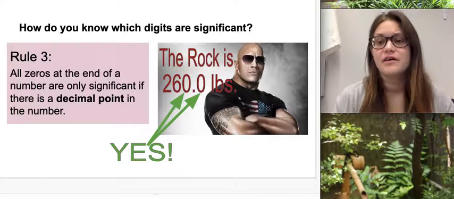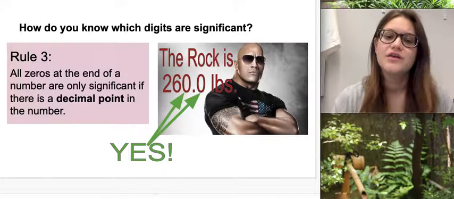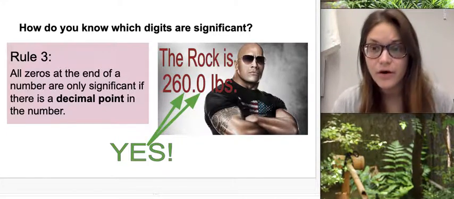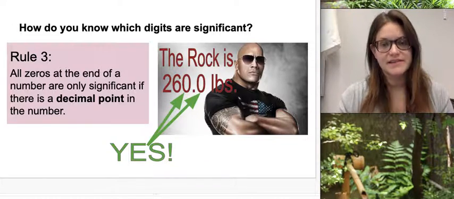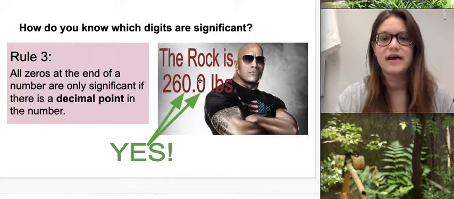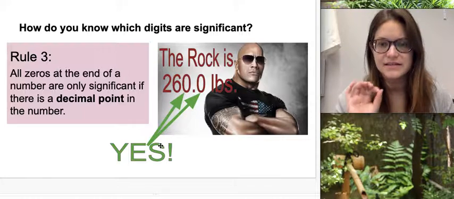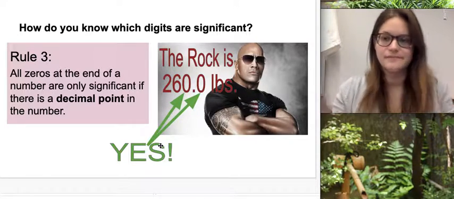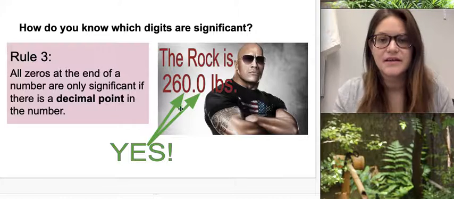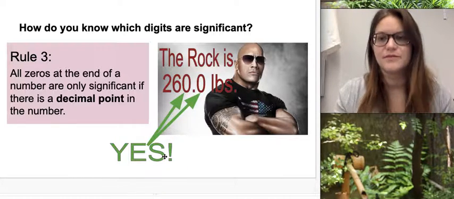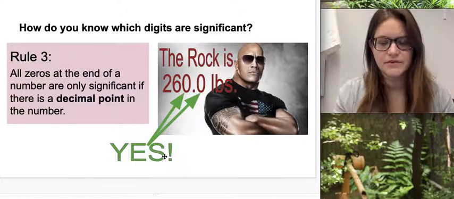Maybe he's 258. I don't know. But if it were to have been written like this, 260.0, then I would know that it was precise, because that decimal point there tells me that these are exact numbers, that he is definitely that size. But I don't know, not for sure. But if there's a decimal point there, that's when zeros get counted, when they're at the end of numbers.